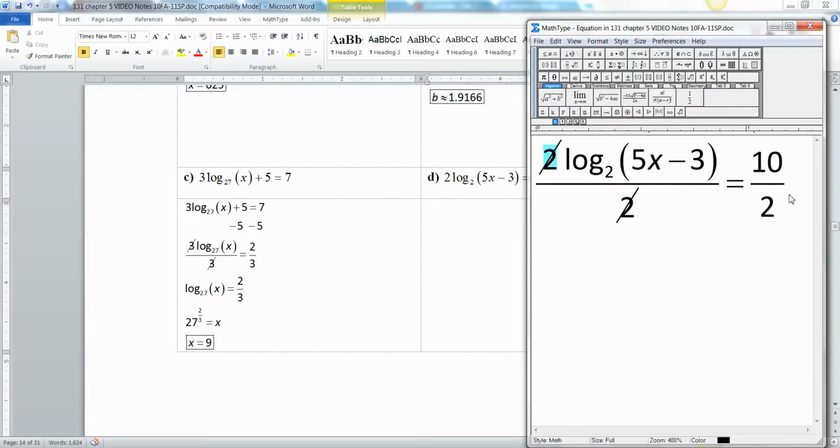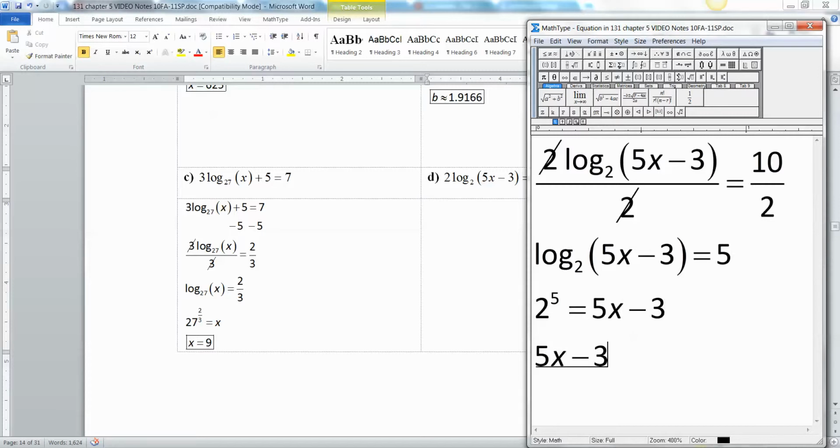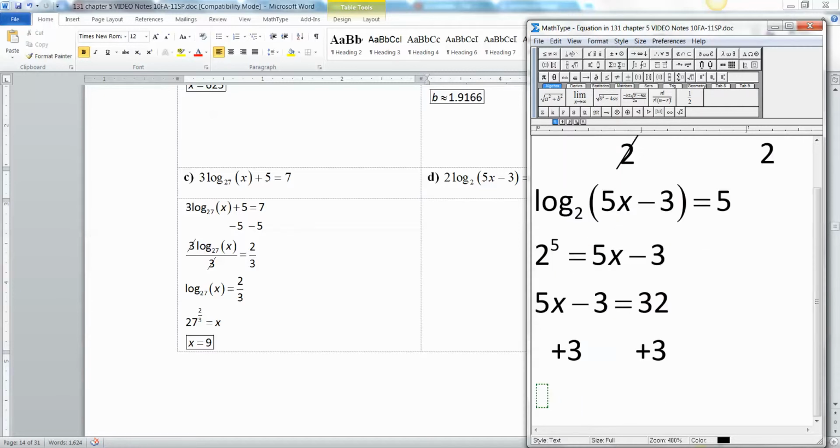There we go. So you'll get log base 2 of 5x minus 3 equals 5. All right, now we can rewrite it. 2 to the 5th is equal to 5x minus 3. So that means 5x minus 3 is equal to 32. And then I'll add 3 to both sides. You'll get 5x is equal to 35. Then divide both sides by 5, and you'll have it. x is 7.